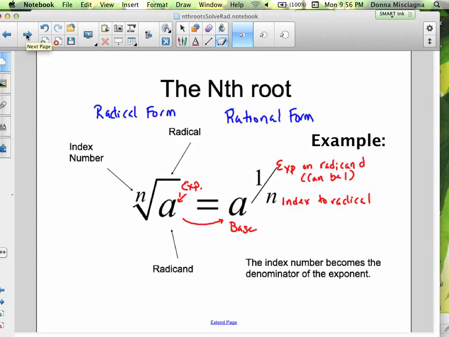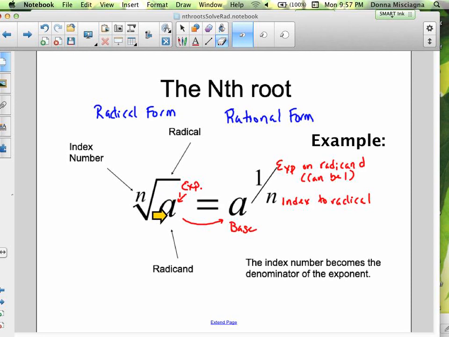All right, so we sometimes call it the nth root. So we can have radical form, and we can change that to rational form. Here is our index number. Of course we know if it's a square root, we don't generally write that in. This is our radicand. It's under the radical. And unless there's an exponent, it's understood it's raised to a power of 1.